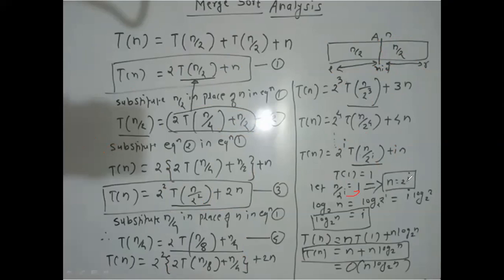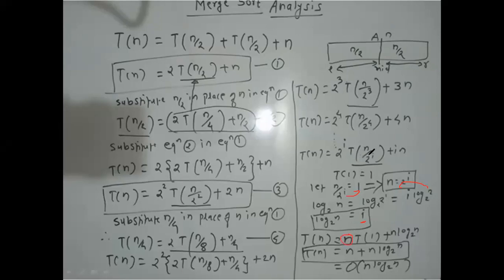Then I take the log to both sides. So here log of n to base 2 equals log of 2 power i, right? Then I come to this side. So finally we get log n base 2 equals i. So the i value is log n with base 2. So substitute here in this equation the i value, then you get i equal to log n base 2. So here we get the n value.